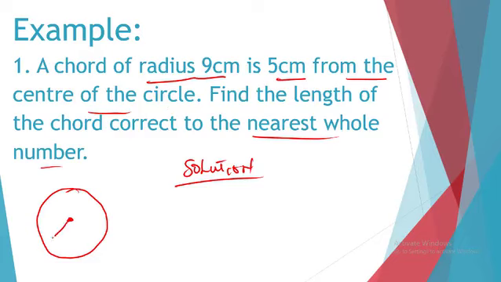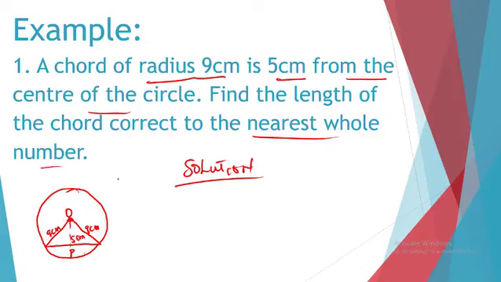First of all, we draw our radius, draw another one, and then join it here. We are told that the radius is how many cm? 9 cm. This is also 9 cm because the radii must be equal. So they told us that the chord is 5 cm from the center of the circle. So if we bisect this, then we have here to be 5 cm.